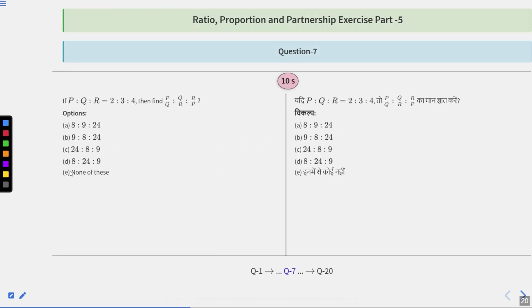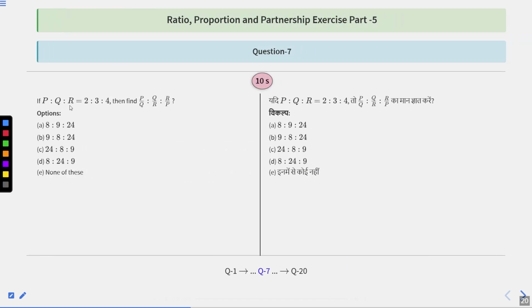Next one. If P:Q:R is 2:3:4, then find the ratio of P upon Q ratio, Q upon R ratio, R upon P. You have 5 options and 10 seconds to solve this question. Your time starts now.